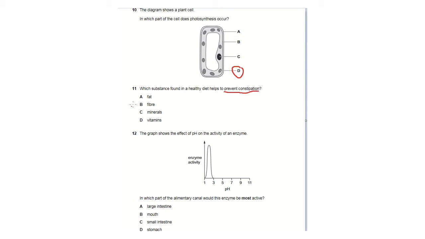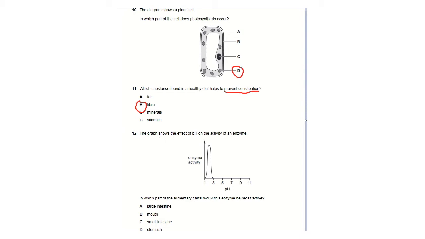The next one asks which substance found in a healthy diet helps to prevent constipation, a hard and tight stomach. Well, fat, yeah, it might be. There can be some cases where a lot of fat could help to prevent it, but the answer they are looking for here, and which is in the syllabus, is B.